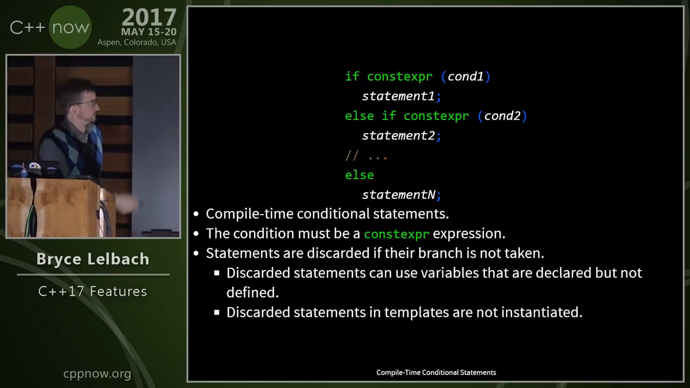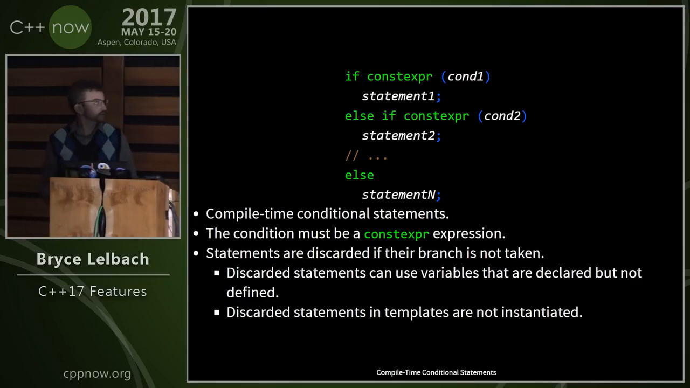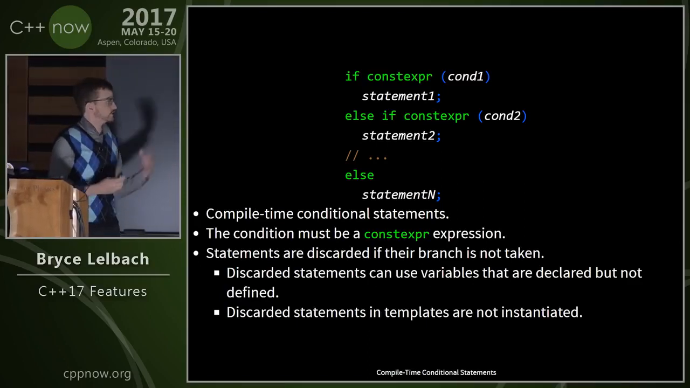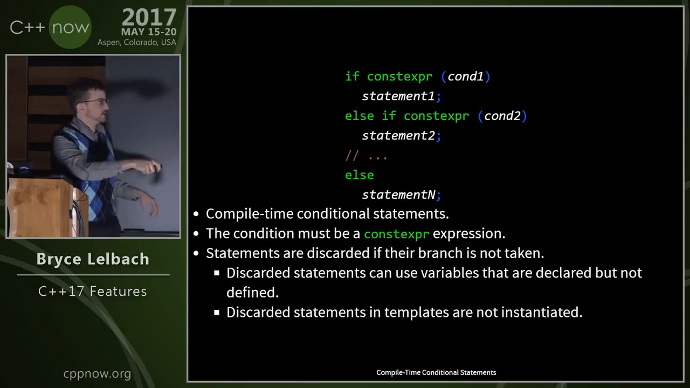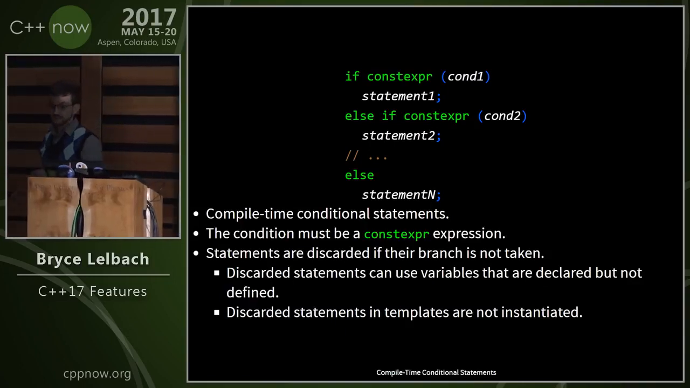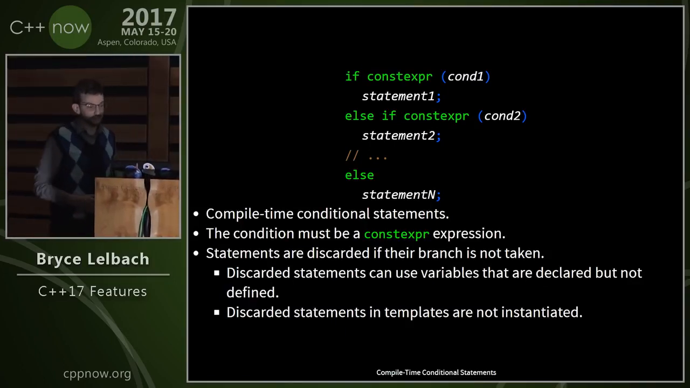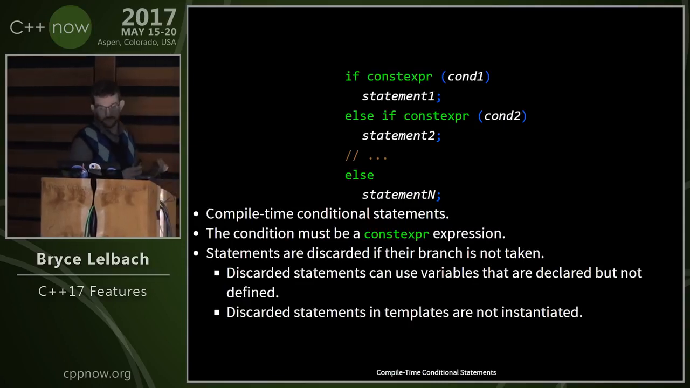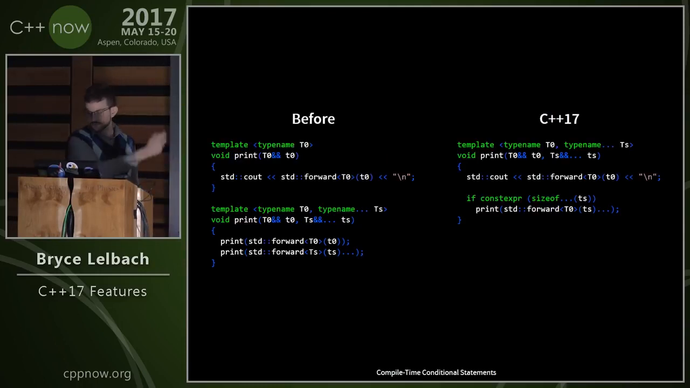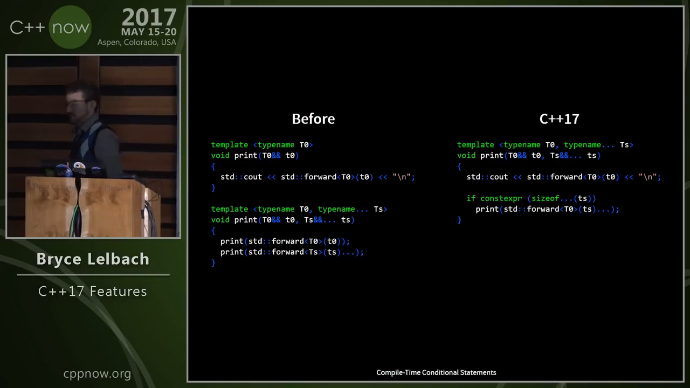So this is if constexpr. It's compile time conditional statements. So the condition must be a constexpr expression, of course. And the rule is that each statement is discarded if their branch is not taken. And discarded statements can use variables that are declared but not defined. And discarded statements and templates are not instantiated. All right? Pretty straightforward. So as I said, when if constexpr here is false, this statement is not instantiated. The recursion stops there.